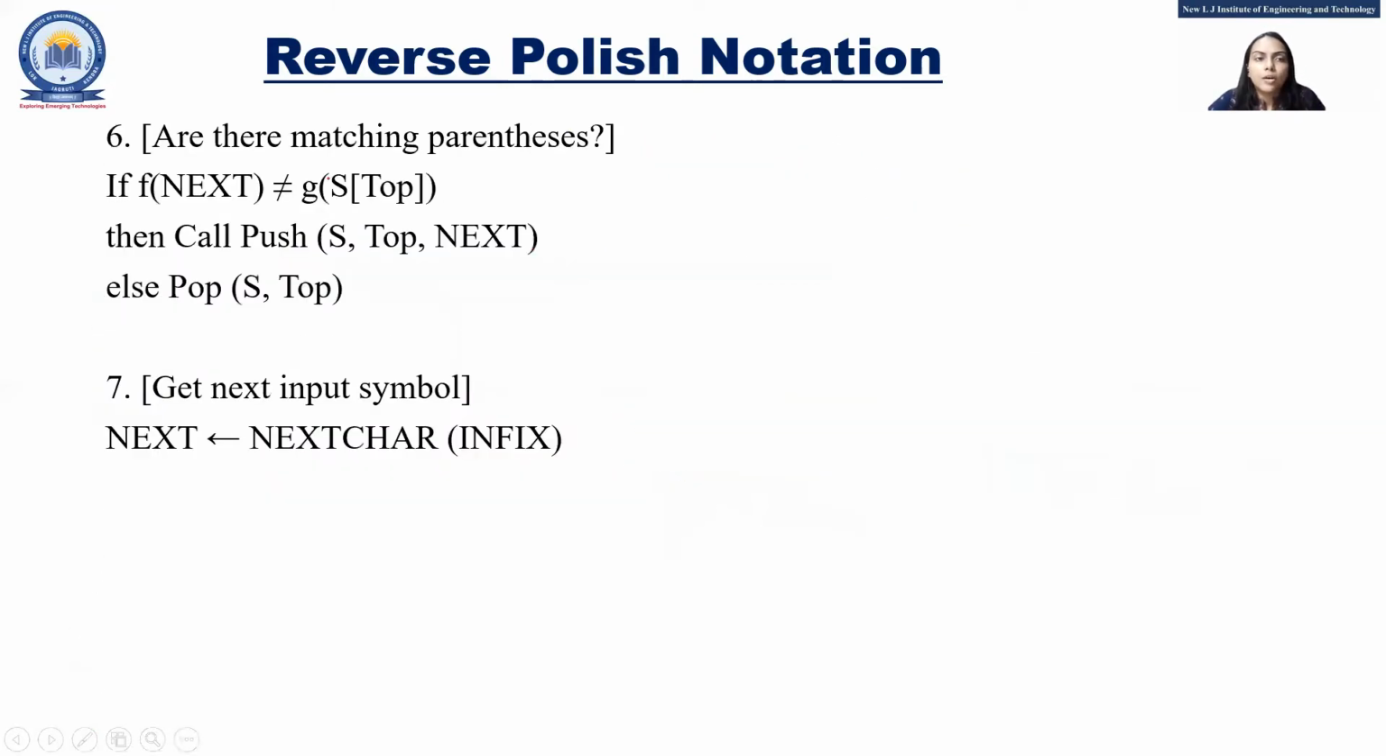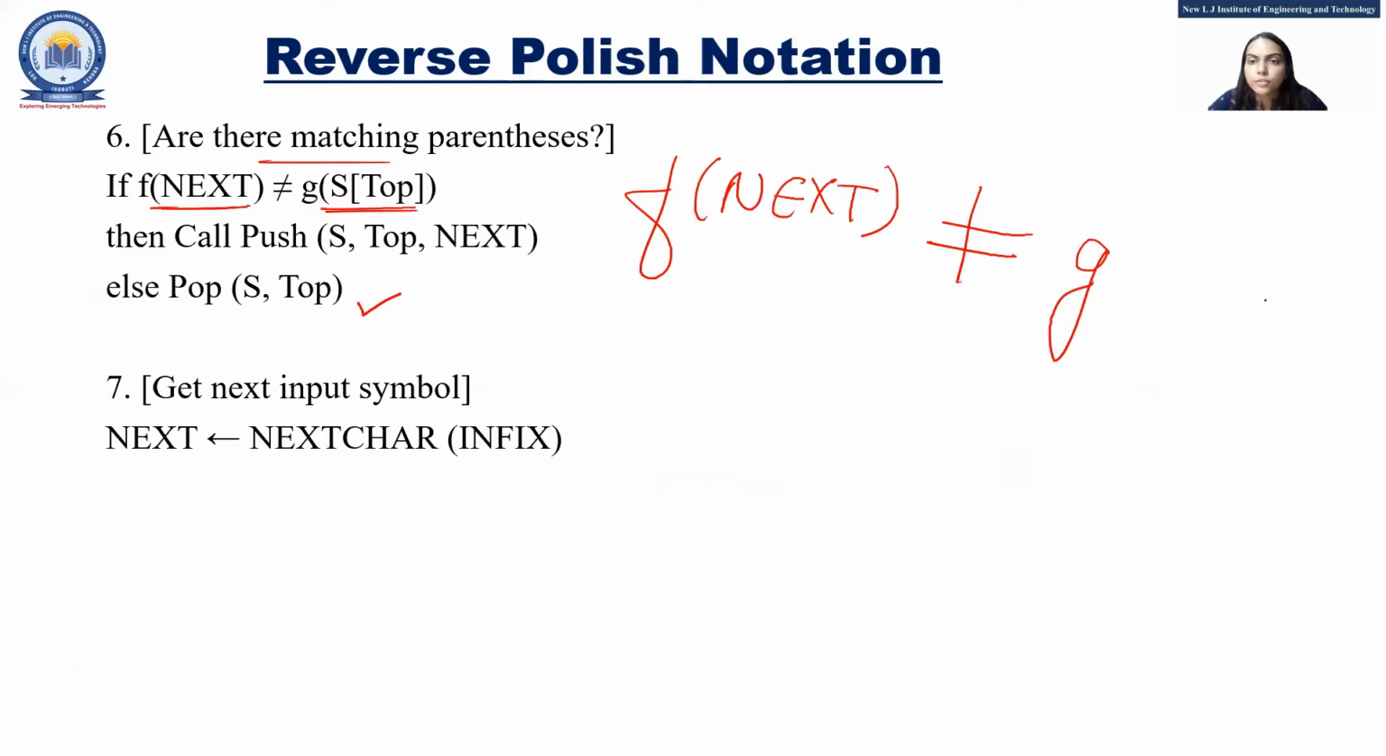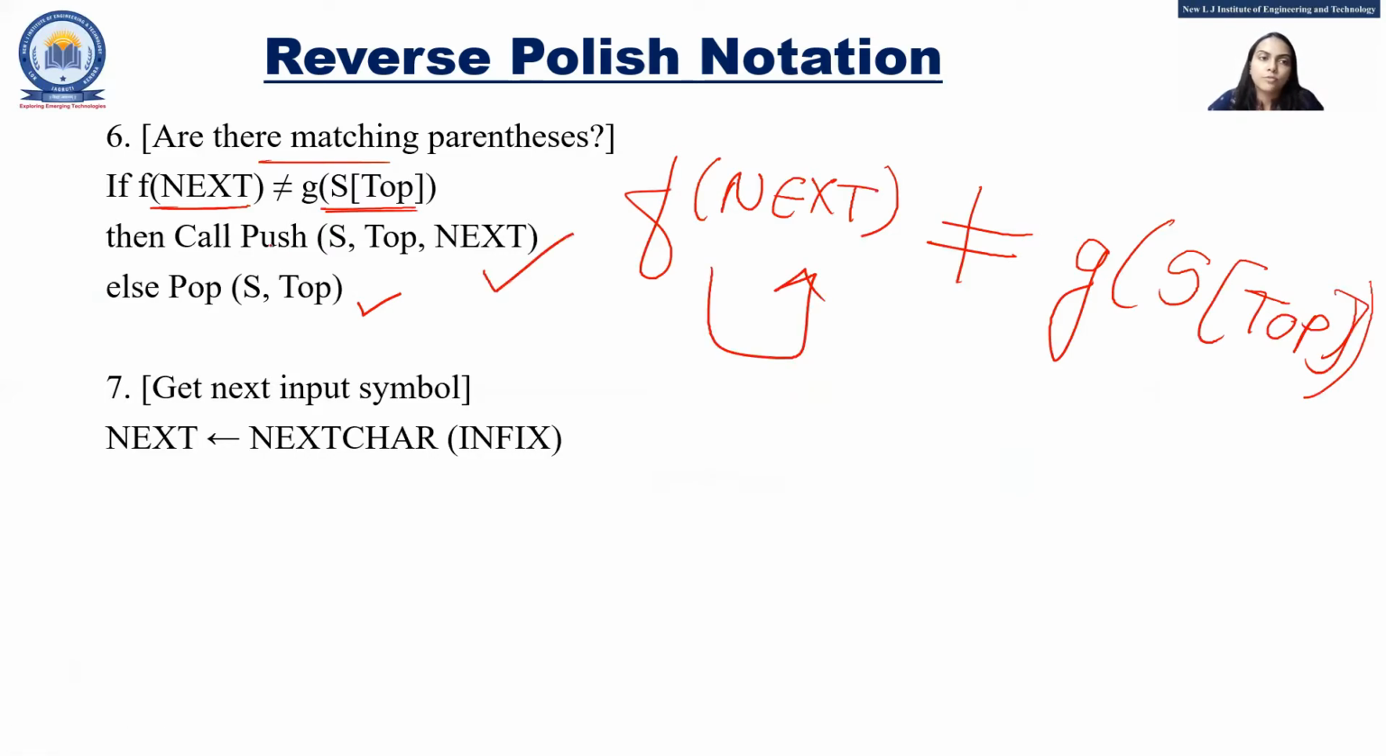Now we also have to check for matching parenthesis. If at any particular position f of next becomes equal to g of top, in that case we have to pop. Otherwise, if the precedence of the input is not equal to the precedence of the character on the stack, then we have to keep on pushing the elements onto the stack. So we call the push function, and then we take the next character. So these are the steps we need to follow one by one.